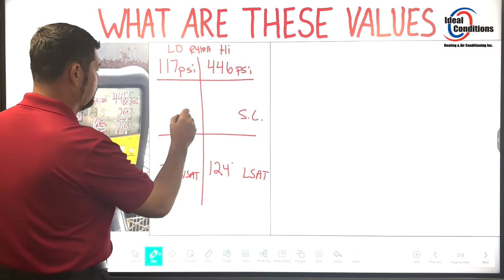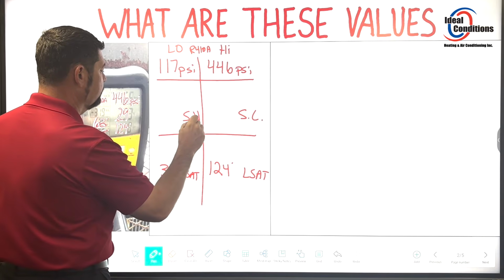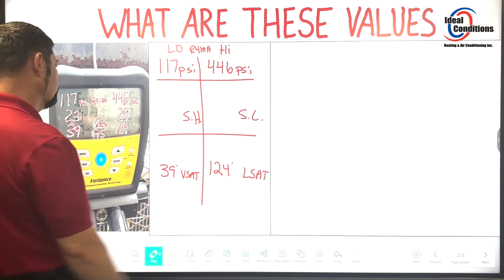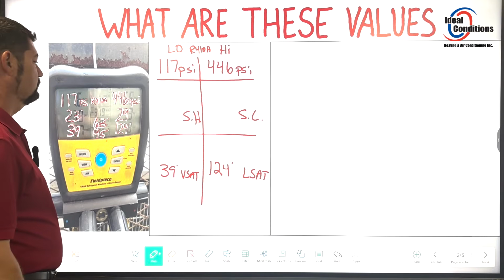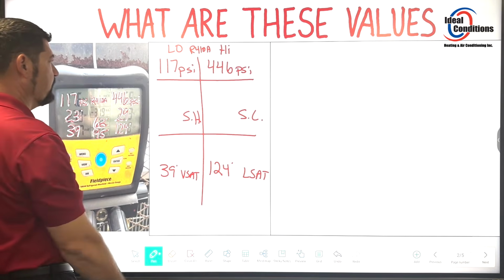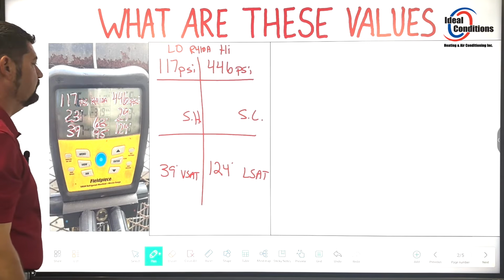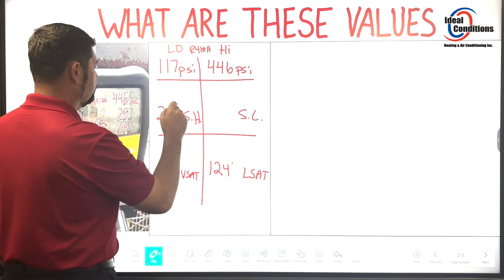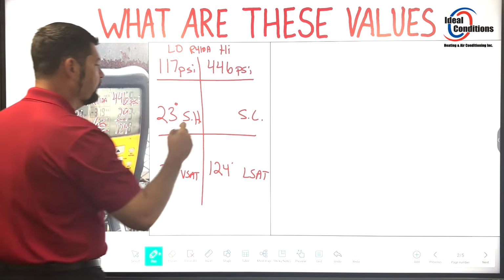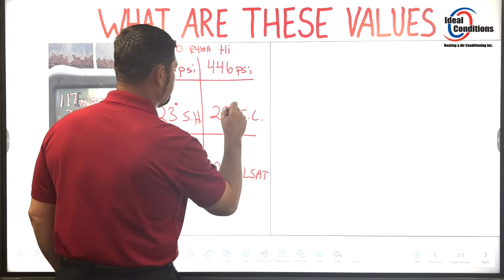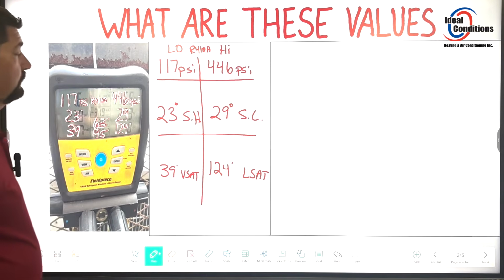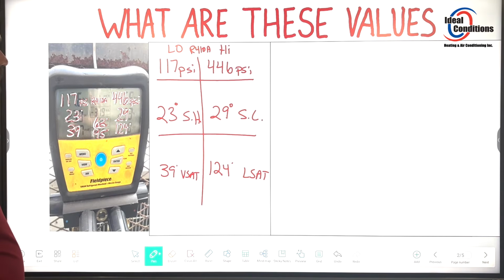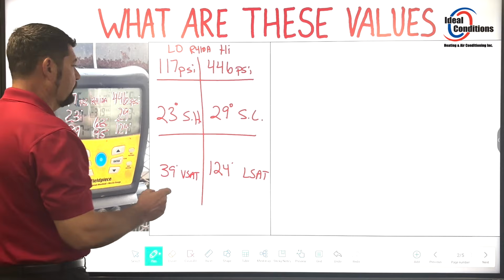Not enough information. I need to know what is my superheat leaving the evaporator and what is my subcool leaving my condenser, right? Everything over here is my condenser, it's my high side. Everything over here is my evaporator, it's my low side. All right, well, over here I'm 23 degrees. Over here I'm 29 degrees. Here we go again. This is an interesting one.